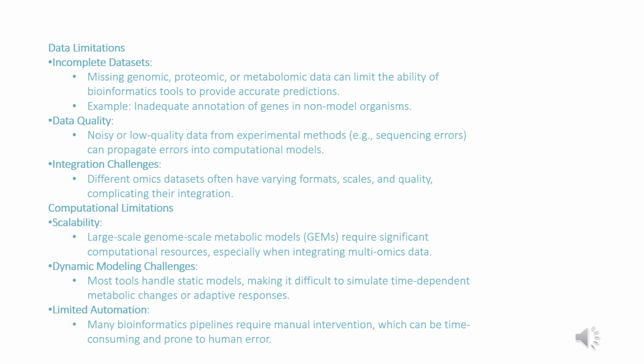The computational limitations involve scalability. Large scale genome scale metabolic models require significant computational resources, especially when integrating multi-omics data. The next one is dynamic modeling challenges. Most of the tools handle static models, making it difficult to simulate time-dependent metabolic changes or adaptive responses. The last limitation is limited automation. Many bioinformatic pipelines require manual intervention, which can be time consuming and prone to human error. That's all from my side.